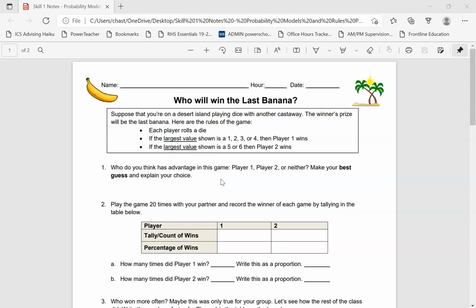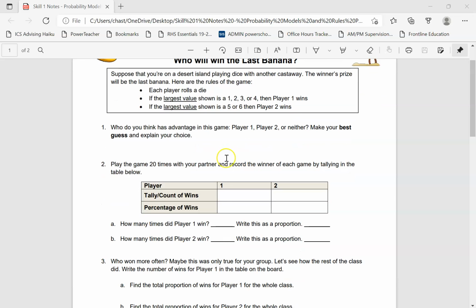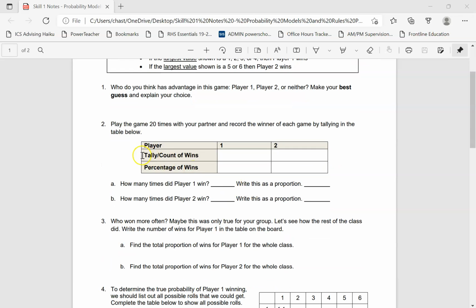You roll the die, and if a number 1 through 4 comes up, player 1 wins. And if a number 5 or 6 comes up, player 2 wins. You'll want to ask yourself who has the advantage, player 1, player 2, or neither. So you'd want to make your best guess. And then you would actually take turns rolling your die and tally up who wins each of these trials, which would be each time you roll the die, that's considered a trial. And then calculate the percentage of wins.